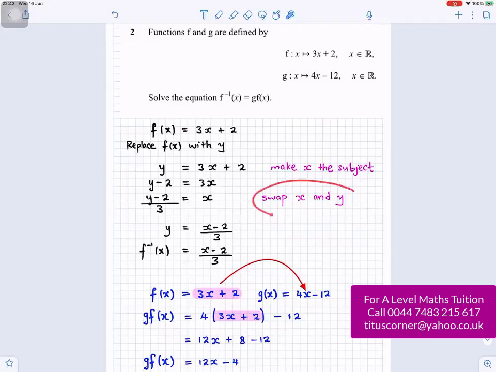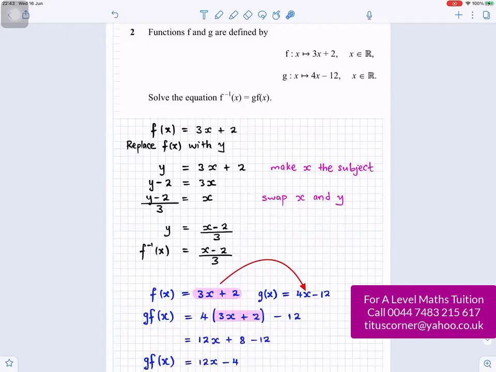Now we swap x and y. So x goes there and y goes there. So y is equal to x minus 2 over 3. And this y represents the f inverse of x. So your f inverse of x is x minus 2 over 3. So we got f of x is 3x plus 2.